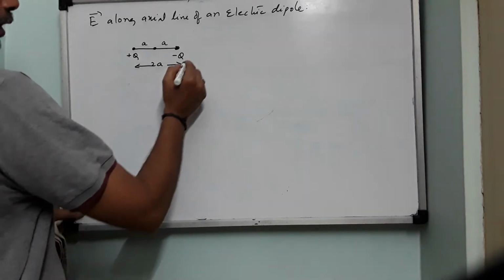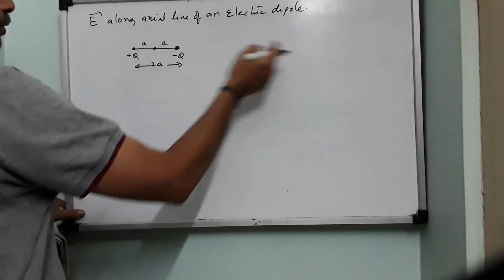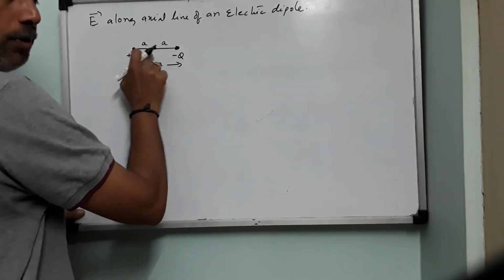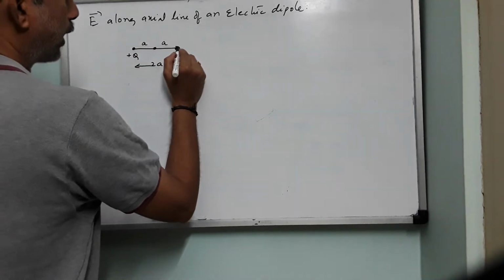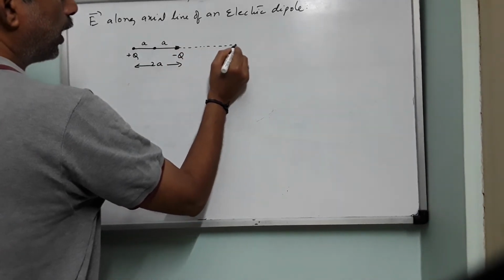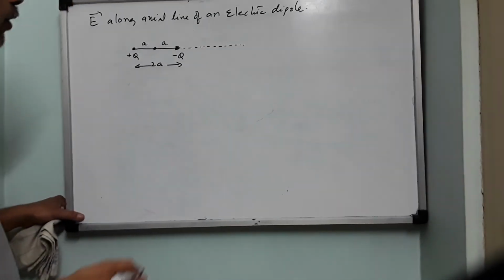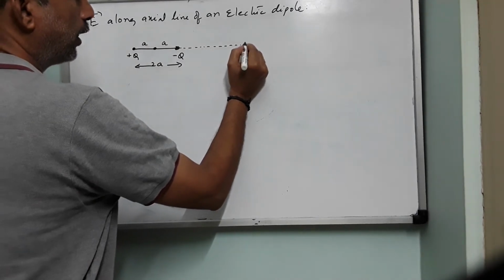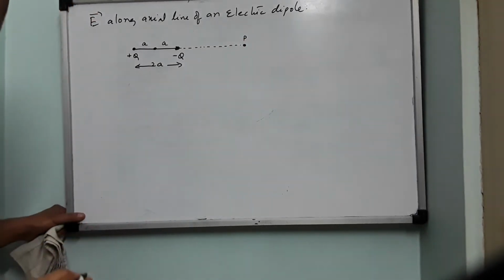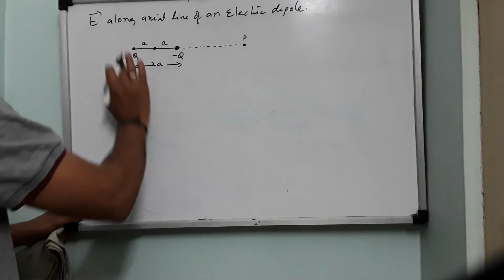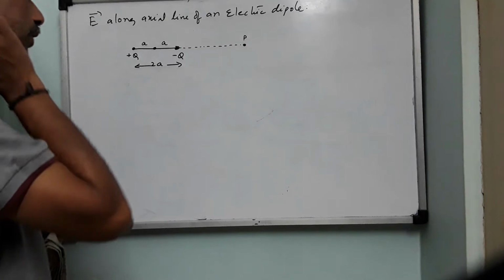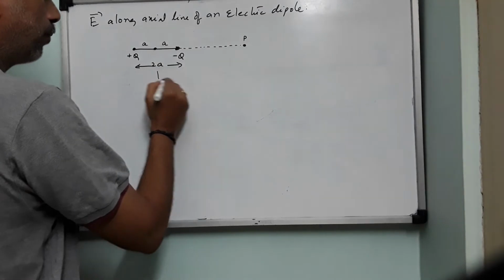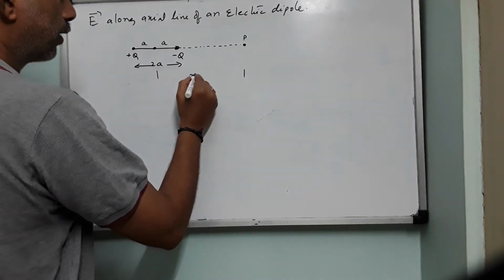Now, a line extended either towards right or towards left along the axis of the dipole is known as the axial line. So for easiness, I am doing this towards my right. So this line is now called the axial line. On the axial line, there is a point P where I would like to calculate the net electric field due to this dipole system. We imagine this point P to be at a distance r from the center of the dipole.